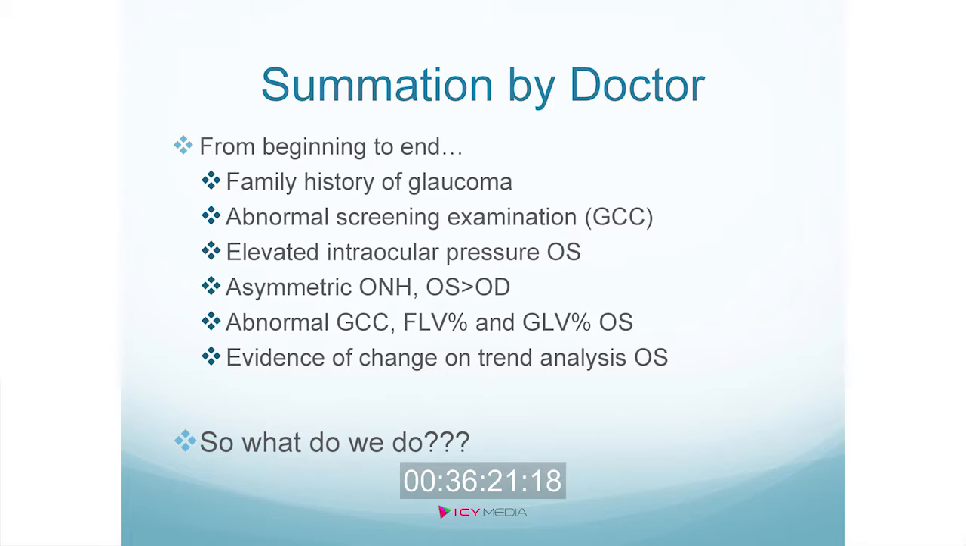So the summation on this patient is that there's that family history. If you recall, the mother had it, and that is a significant risk factor. There was an abnormal GCC on the screener. The patient had elevated intraocular pressure in that left eye, which, by the way, remained slightly elevated over the years until we initiated treatment. It never went above 26. The patient had slightly asymmetric optic nerves, nothing that I would look at as totally alarming, right? It was very subtle. The specialized OCT testing confirmed an abnormal GCC, abnormal FLV, abnormal GLV in that OS. And there was evidence of change on the change analysis.